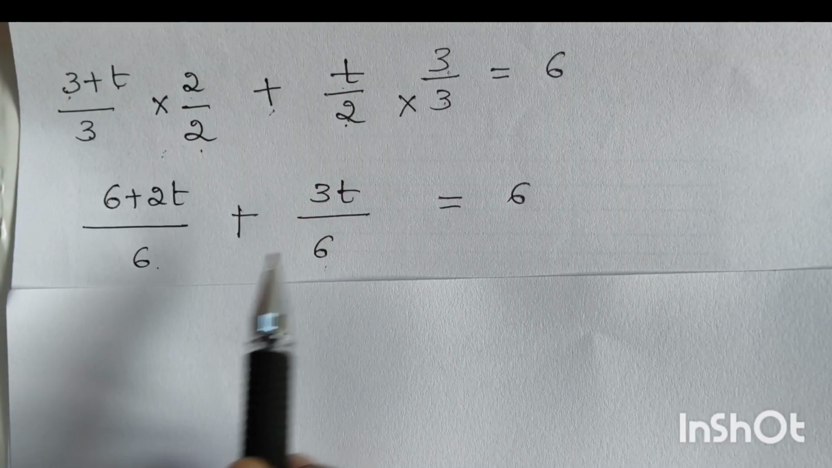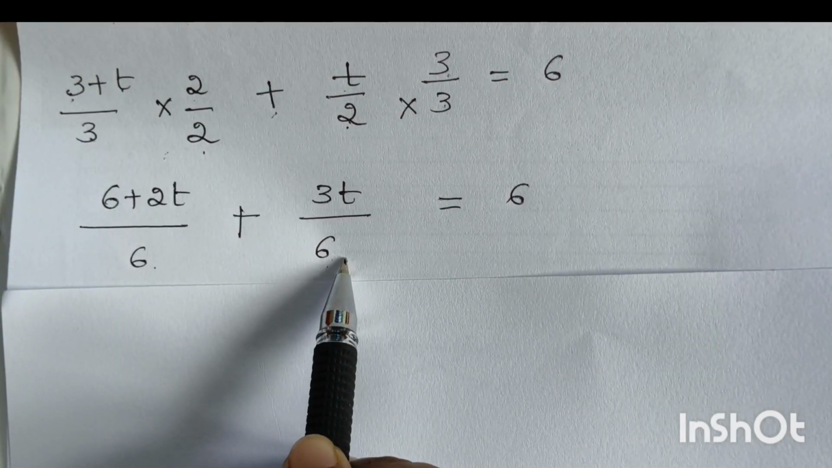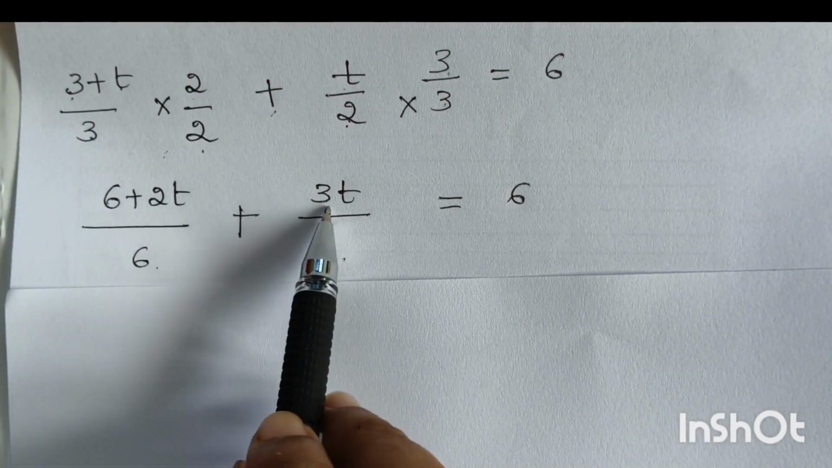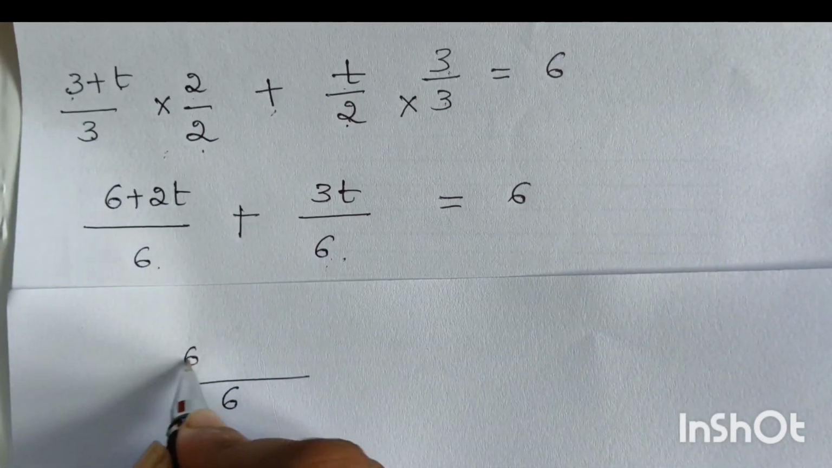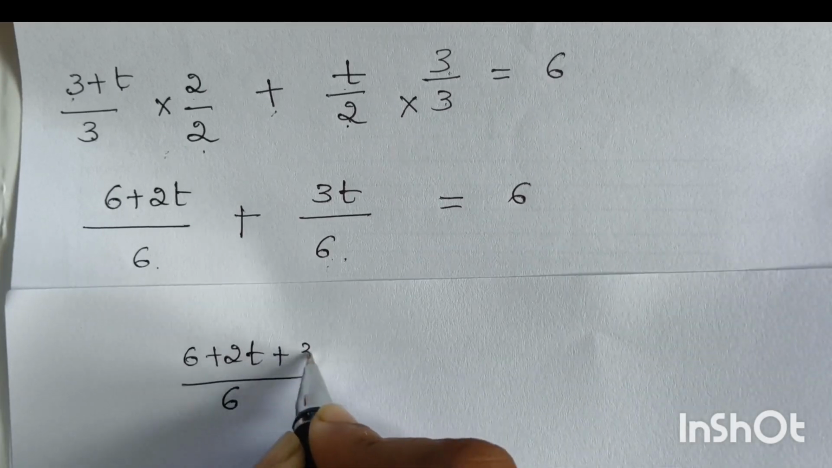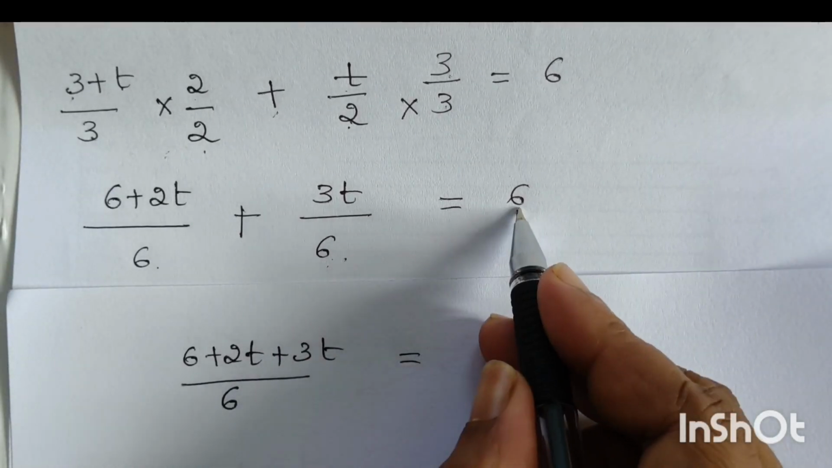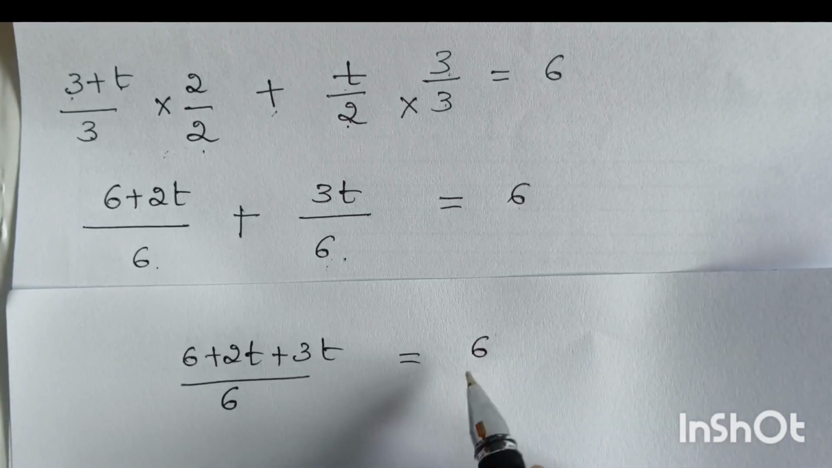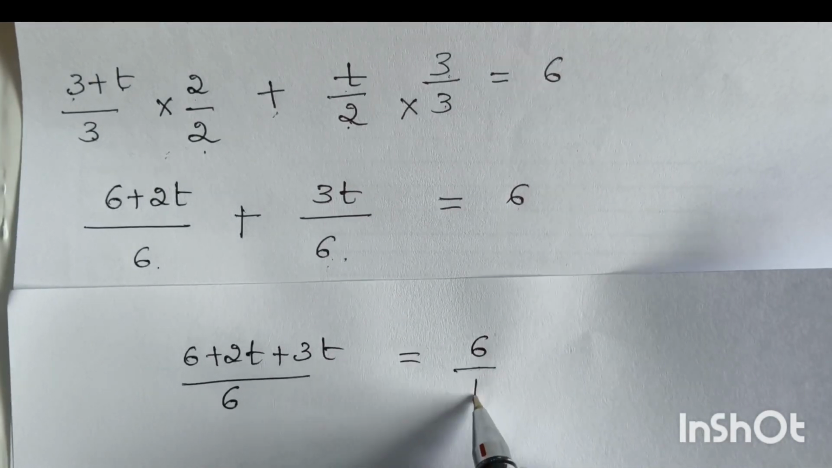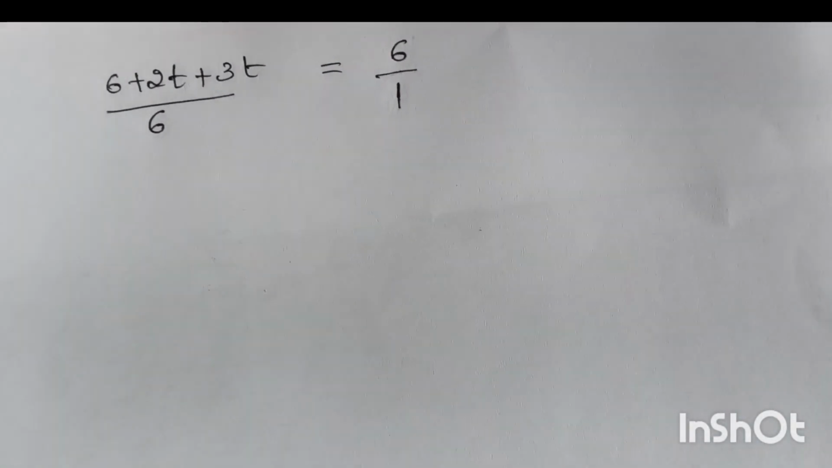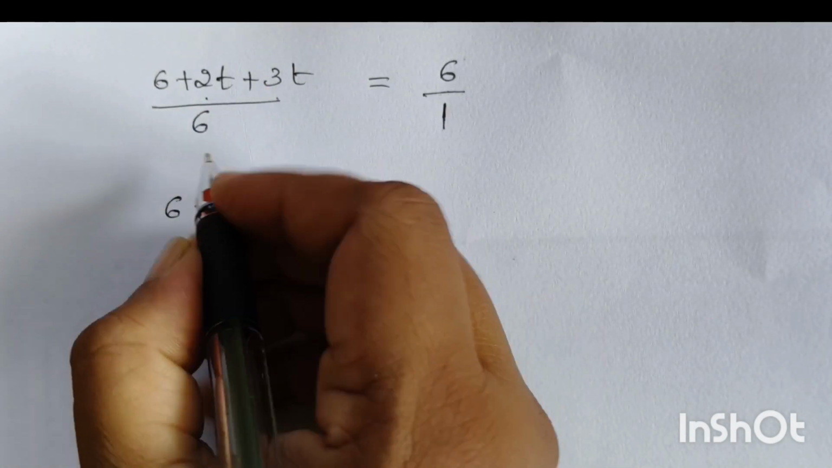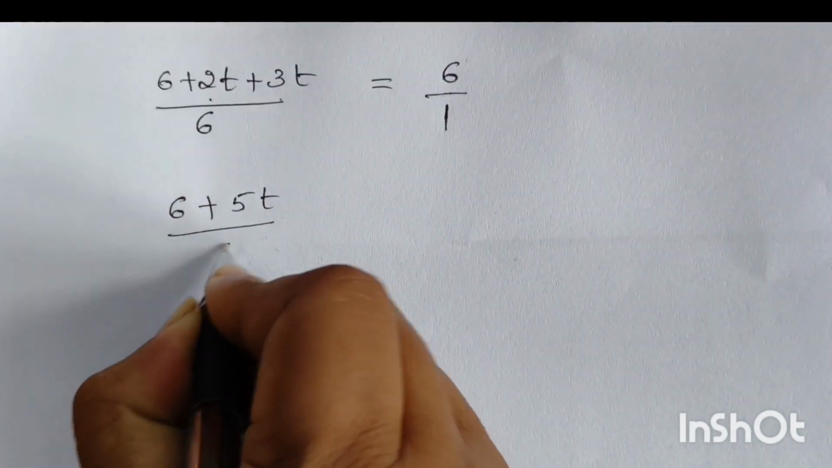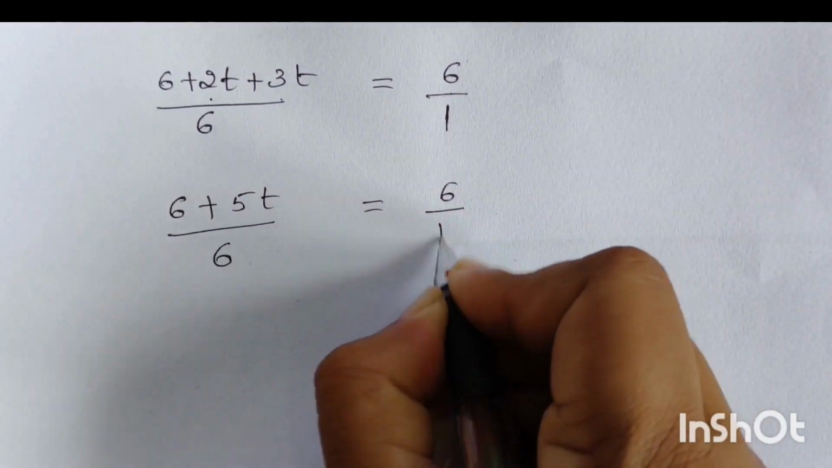Now look at this, the denominators are the same, that is 6 and 6. So we can add the numerators. Then it will become 6 plus 2t plus 3t is equal to, for the 6, let me write 6. Nothing is in the denominator, which means I can write it as 1. Now 6 plus 2t plus 3t is how much? 5t divided by 6 is equal to 6 by 1.